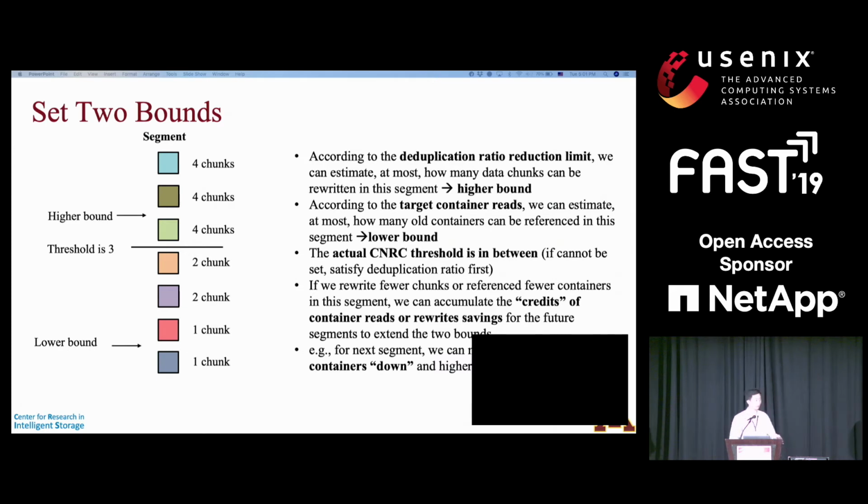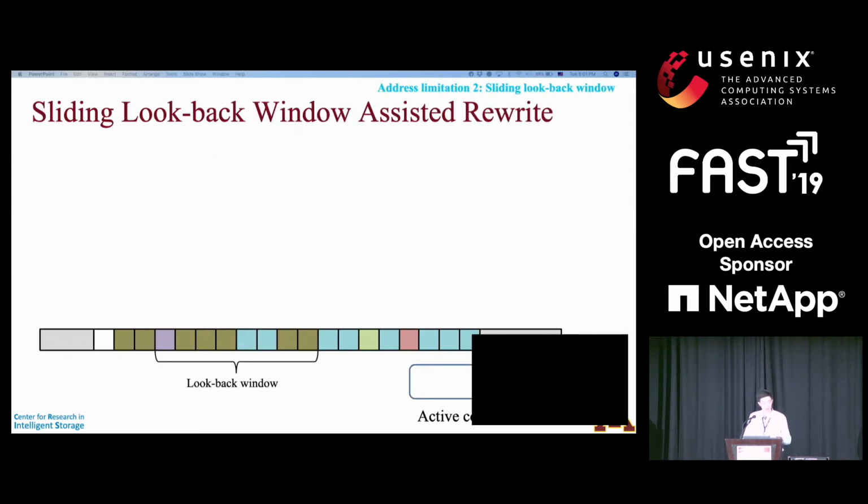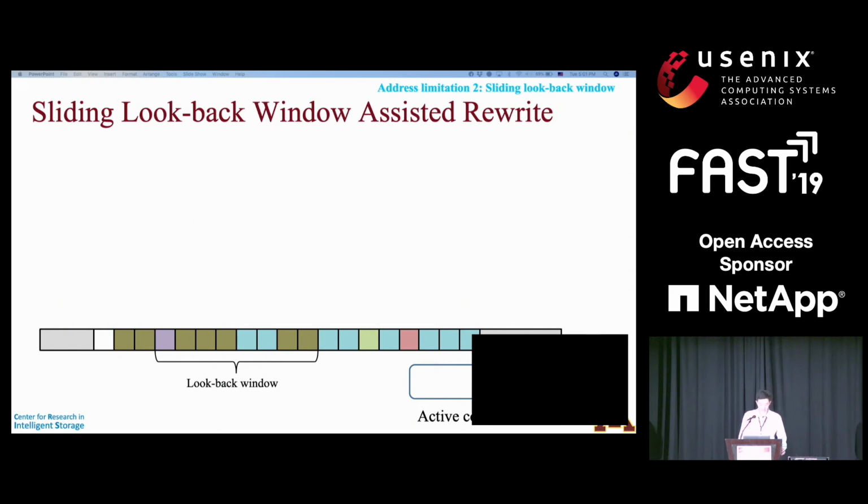So based on the whole process, starting from the first segment to the following ones, we will adjust the boundary according to the user requirement and also according to the real container reads and data chunk rewrites. Those will make good trade-offs between the space saving and the restore performance. So is this scheme good enough? No, because it does not solve the fixed counting boundary issue in the capping.